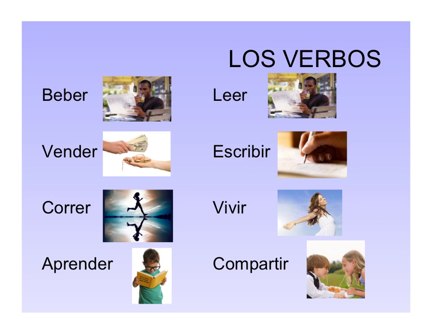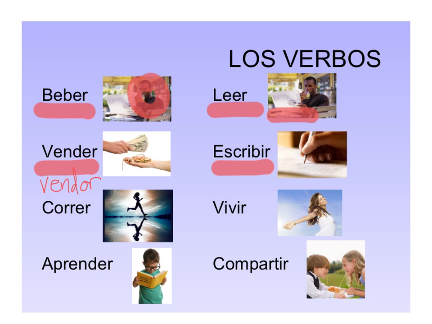Okay, these are some examples of ER and IR verbs. You know the verb beber. That means to drink. Leer, which means to read. Escribir, which means to write. Vender, which means to sell. And you can see it looks like the word vendor, or vending machine. Okay, vender, to sell.